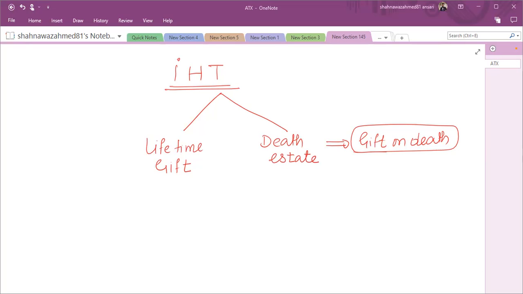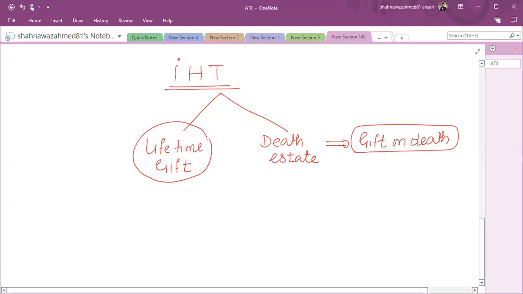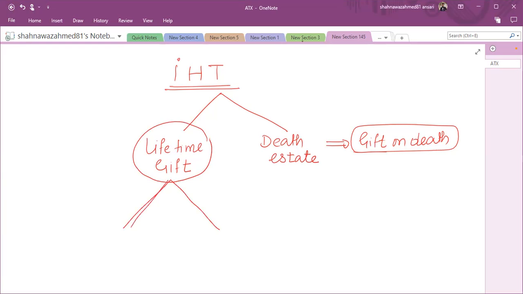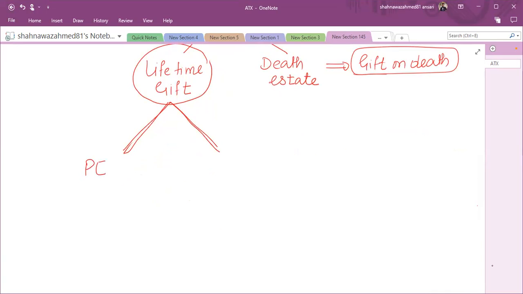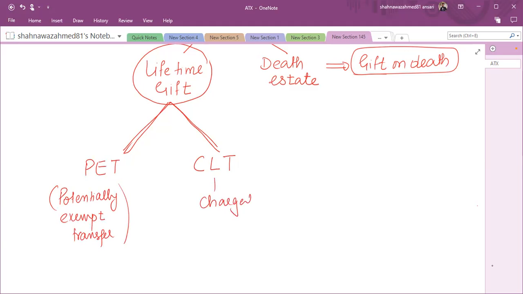Now, as far as lifetime gifts are concerned, whenever a person is making a lifetime gift, it can be classified into two types mainly. Normally we can classify it into three types, but normally there are two types of lifetime gifts. One is called a potentially exempt transfer, and another is called a chargeable lifetime transfer.